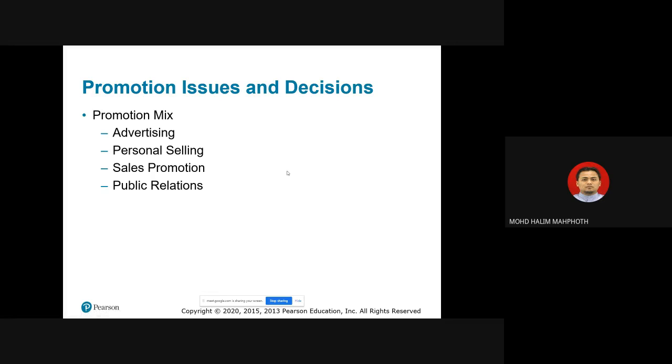In terms of promotion issues, it's more to advertising. You have to follow that some countries have do's and don'ts, like in the Middle East. You cannot display some things that are against their religion. So that kind is under advertising.